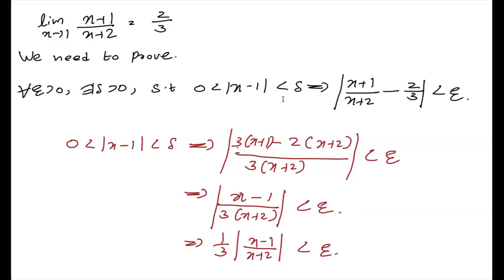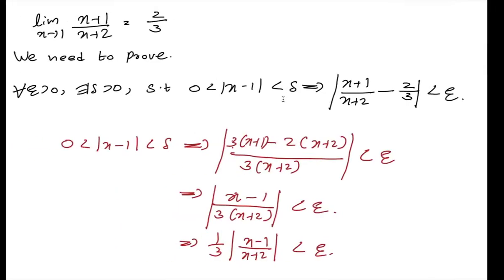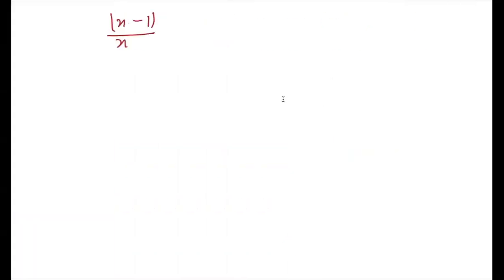Now, in the numerator, we are totally happy because we can get x minus 1 over there. But in the denominator, we have x plus 2. So we need to get rid of that one, right? If I write it separately, at the top we have x minus 1, and in the denominator we have x plus 2, and we have an additional 1 over 3, and it is less than epsilon.